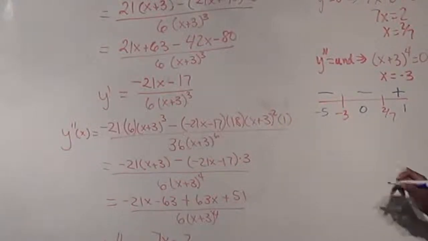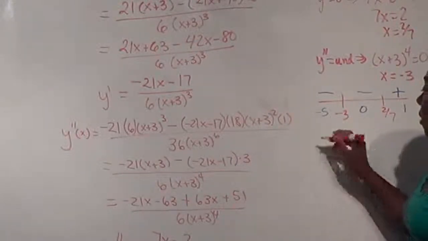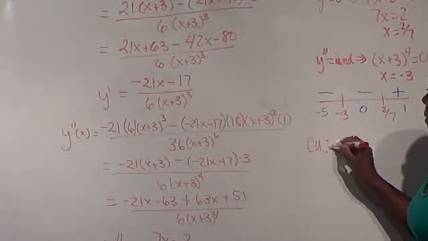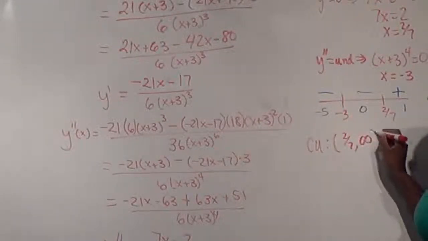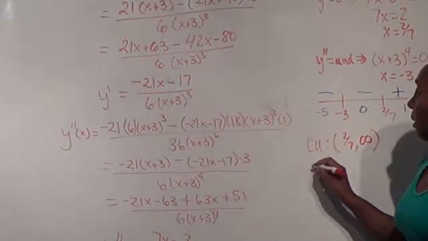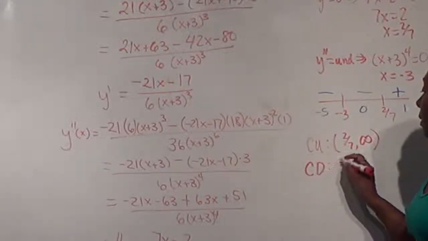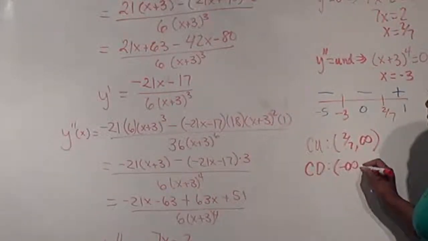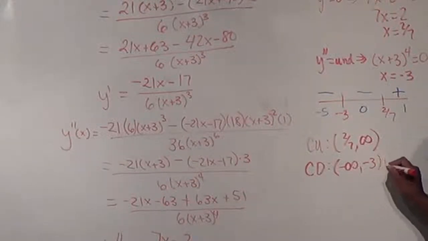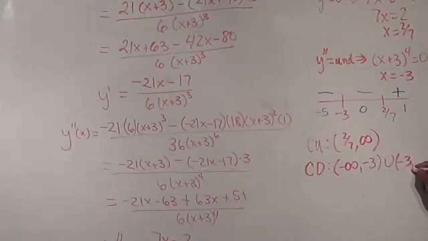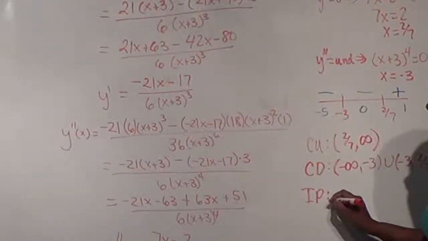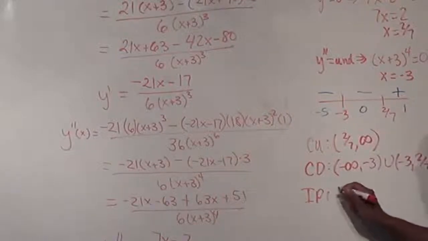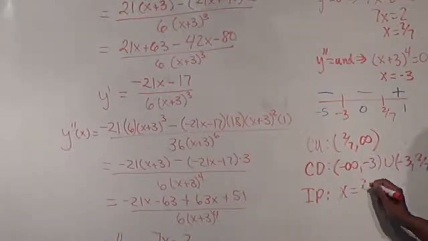Okay. So we have that it is concave up on the interval from 2/7 to infinity. It's going to be concave down from negative infinity to negative 3, union negative 3 to 2/7. And our only inflection point, again where it changes sign, is going to be at x equals 2/7.